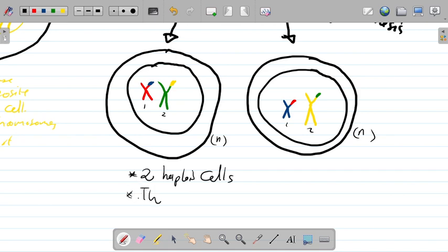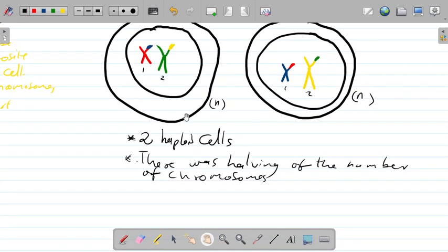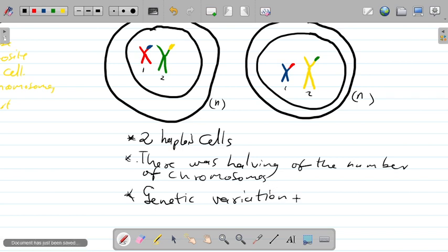So there was halving of the number of chromosomes during meiosis I. There was halving of the number of chromosomes. Now these two haploid cells, they have genetic variation, meaning they're genetically different. If you look at the chromosomes found in each cell, it's completely different.